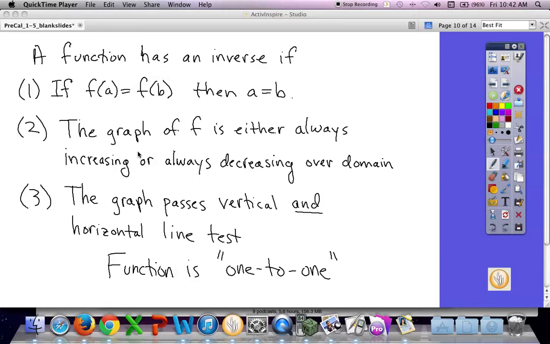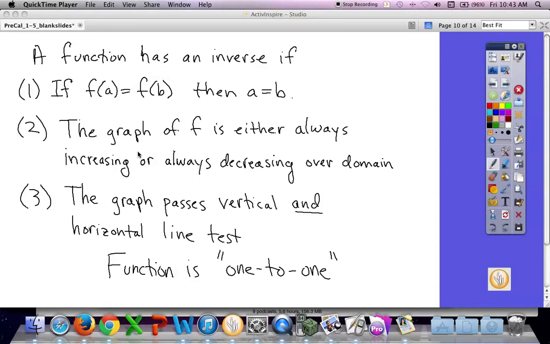Another way you can check is you can look at the graph of f. If it's always increasing or always decreasing, then it has an inverse. There can't be any part of the domain where it's increasing and then changes to decreasing, like a parabola. The parabola we had in the last slide was decreasing until it got to 0, and then it was increasing. So that does not have an inverse. So check to see whether it's always increasing or always decreasing.